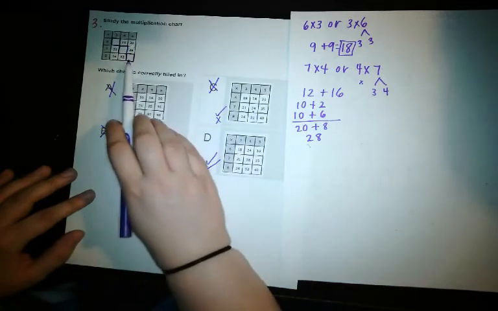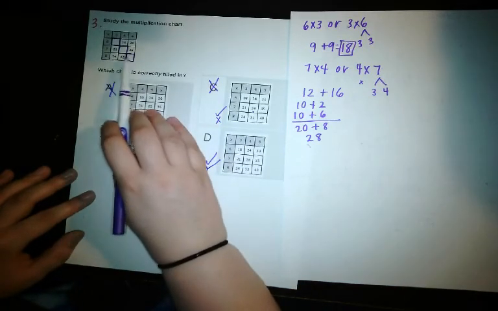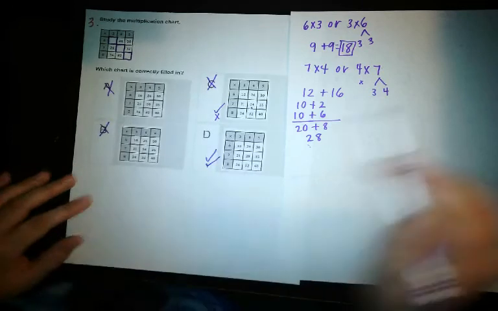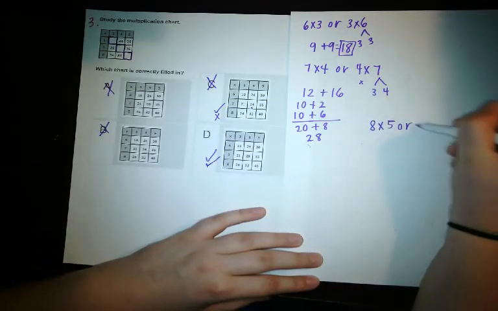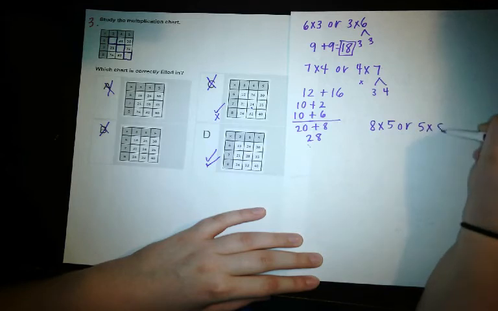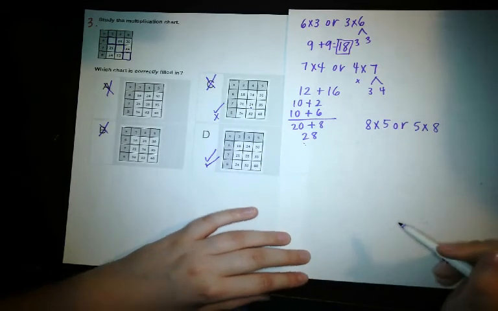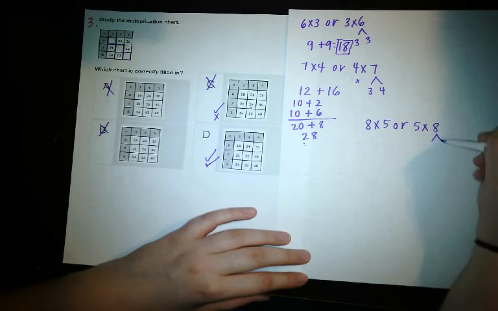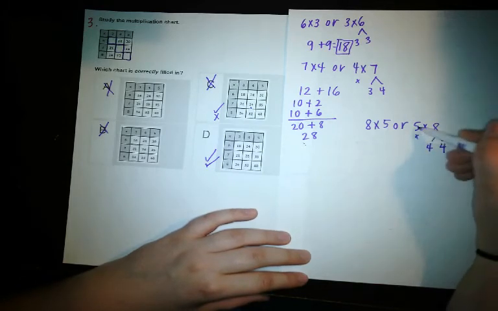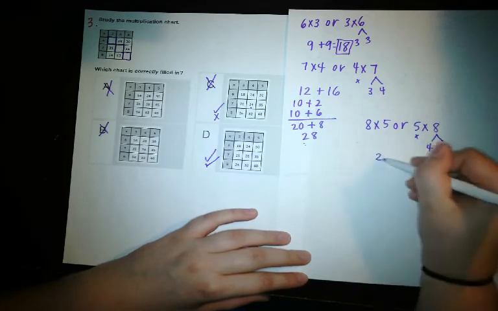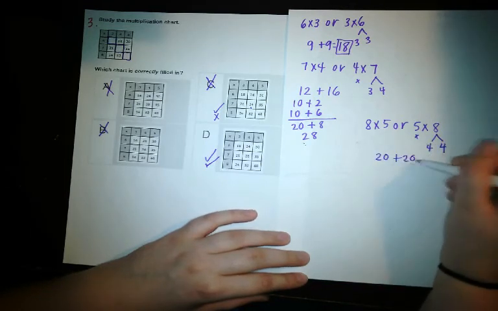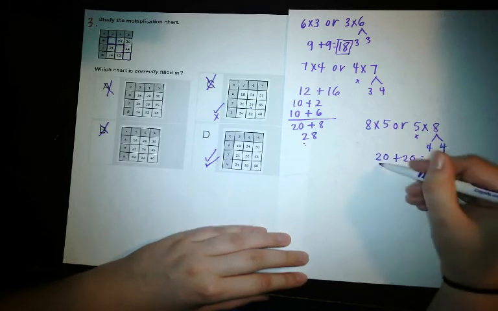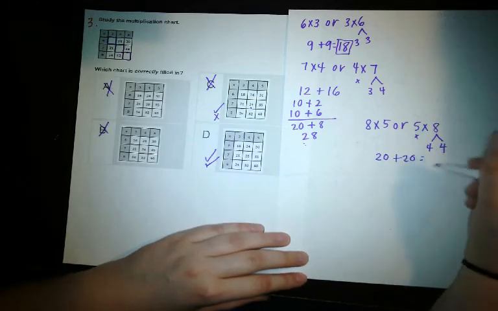To find this one, we need to go over 8 and then up 5. So to find this one, 8 times 5 or 5 times 8. Let's say you don't know what 5 times 8 is. Let's break it apart. 4 and 4. 5 times 4 is 20. 5 times 4 is 20. What's 20 plus 20? 2 tens plus 2 tens is 4 tens.